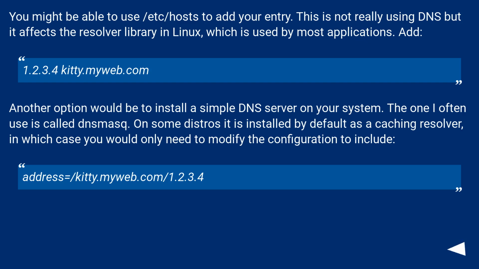The one I often use is called dnsmasq. On some distros it is installed by default as a caching resolver, in which case you would only need to modify the configuration to include address=/kitty.myweb.com/1.2.3.4.